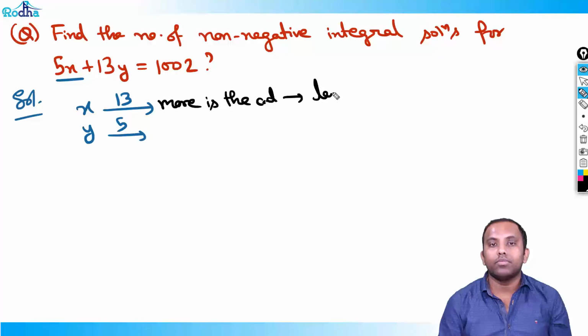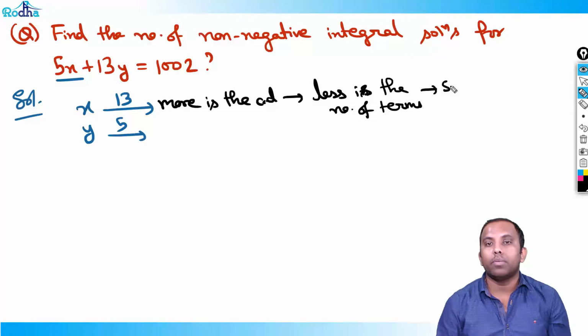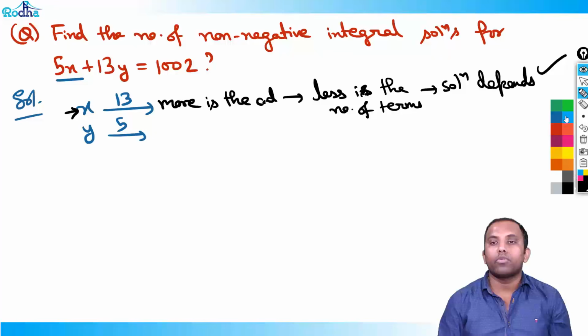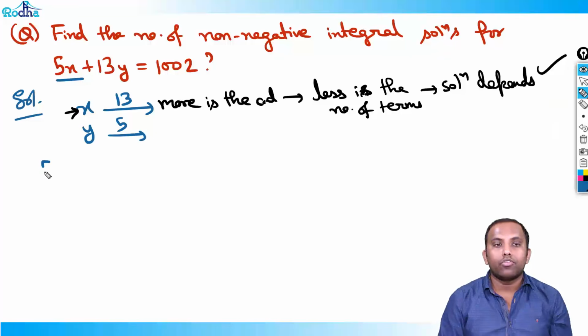Less is the number of terms. So the solution will depend on x. If the solution depends on x, that means we'll simply put x on the left hand side. So 5x is equal to 1002 minus 13y.